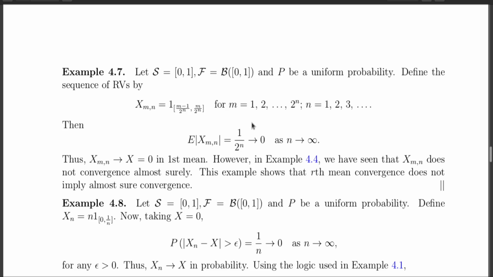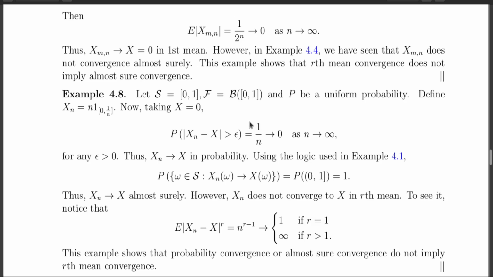Let us proceed. Let us see now that probability convergence does not imply rth mean convergence in general. Again, this is an example we have talked about earlier: Xn is n times the indicator function of the interval 0 to 1 by n. And we have seen that in this case Xn converges to 0 in probability, in one of the earlier examples. So now if I can show that this does not converge to 0 in rth mean, or in first mean, I am done.